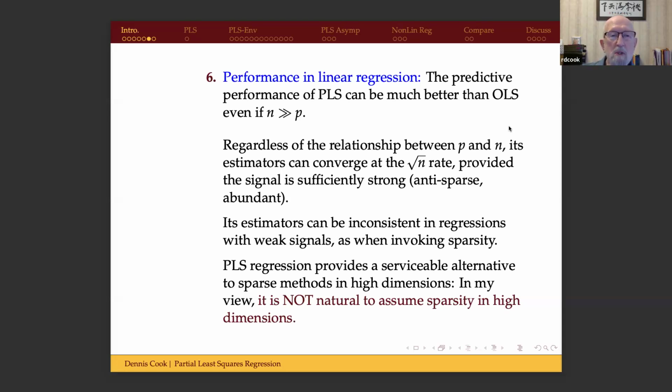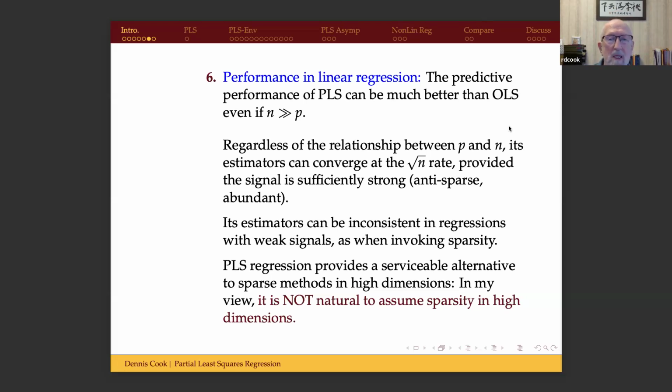A sufficiently strong signal, you can think of it as meaning simply that a lot of the predictors matter. It's like anti-sparse methodology. You don't want to assume sparsity where just a few predictors matter. What you're relying on is that many predictors matter. And that's where partial least squares really does a very good job. So you can think of it as being most useful in abundant regressions.